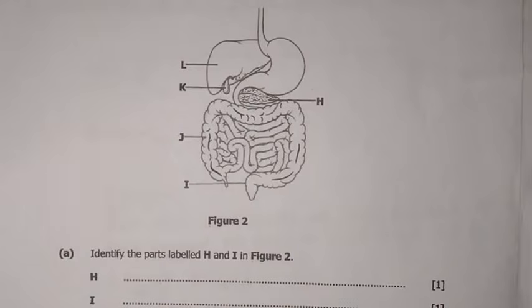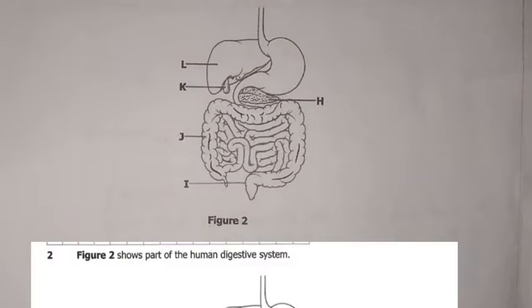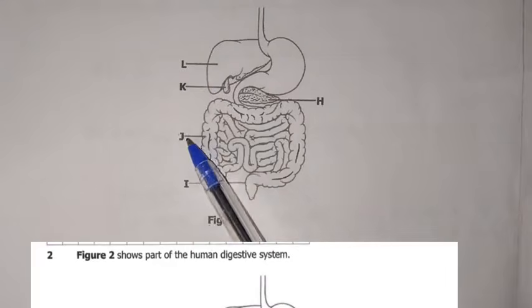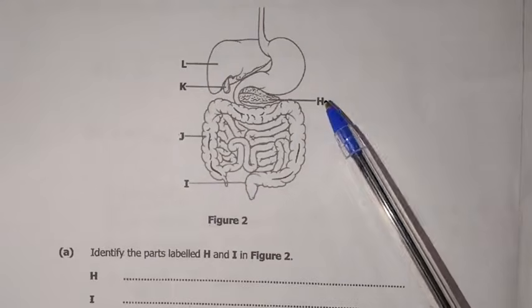So in this presentation I want us to answer this question right here. This is a question that came in biology paper 2 for 2024 for internal candidates. The question reads, figure 2 shows part of the human digestive system. This is the figure 2 right here, showing the part of the human digestive system where we have the parts labeled L, K, J, I, and H.